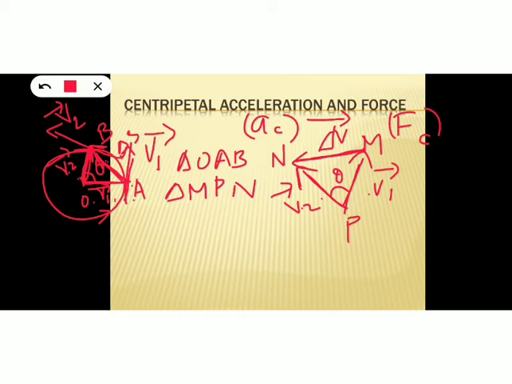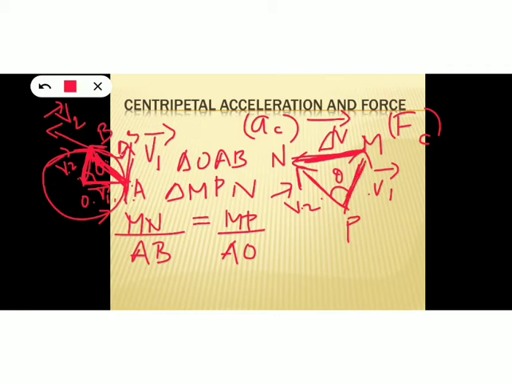And if both triangles are similar, the ratio of their respective sides will be similar. So we can write it like this: side MN by AB equal to side MP by AO. Just consider the triangle like this: this is MN, and the side corresponding to MN in triangle OAB is AB. And also equal to MP, which is MP.